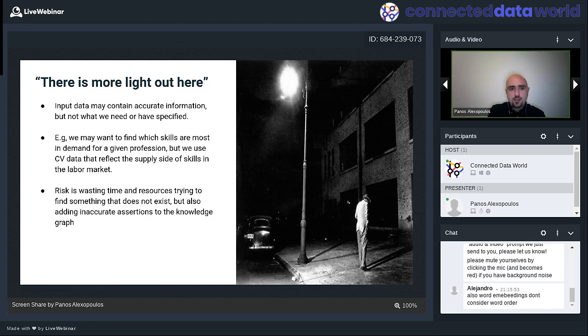Why? Because CVs reflect the supply side of skills in the labor market, right? The skills that are contained in a CV, in a data scientist CV, for example, indicate what skills the particular data scientist has, not what the industry wants. What the industry wants, what the employers want, is reflected better in the vacancies that they publish. So the risk of using the wrong data is wasting time, of course, and resources, and trying to find something that does not exist, but also adding inaccurate knowledge to your knowledge graph.